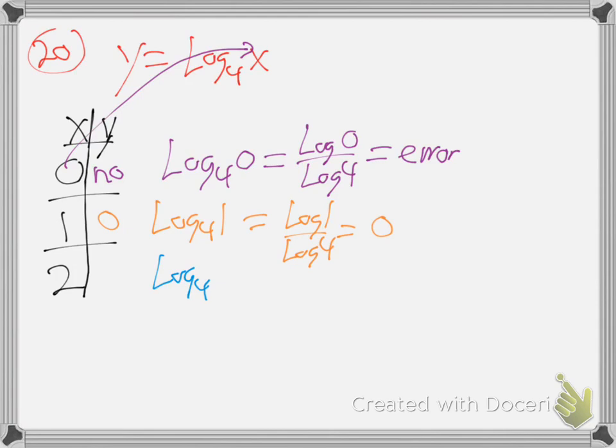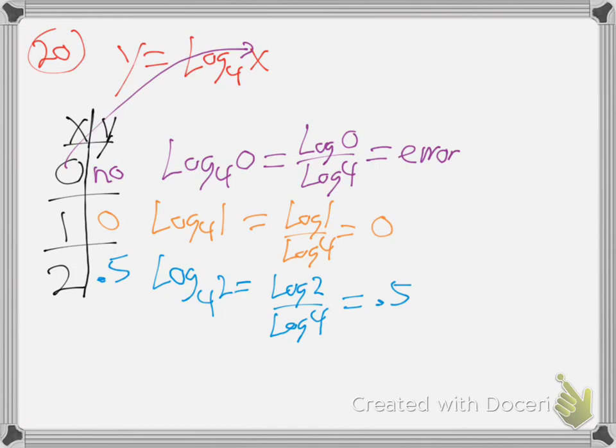The next one, log base 4 of 2. The top goes top, the bottom goes bottom. Some crazy decimal. Oh, is it just a half? Oh, it's just half, huh? It's not really a crazy decimal. It's a half, all right? 0.5, is that right? So that's enough. Let's go to the graph.